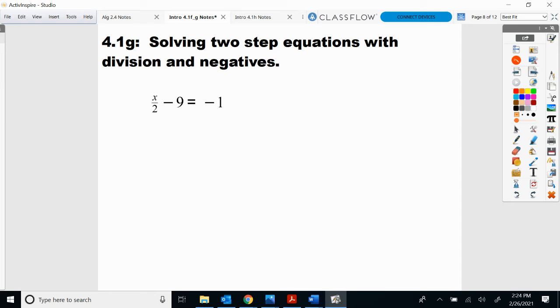Okay, so 4.1g is working with two-step equations. Now we're just going to have division, and I'm going to throw some different negatives in there with you. Okay, so I told you guys with these two-step equations, I'm just working these one little change at a time so that you guys get super awesome at working these things out. I want you guys to feel totally comfortable working two-step equations like they're not even a problem.